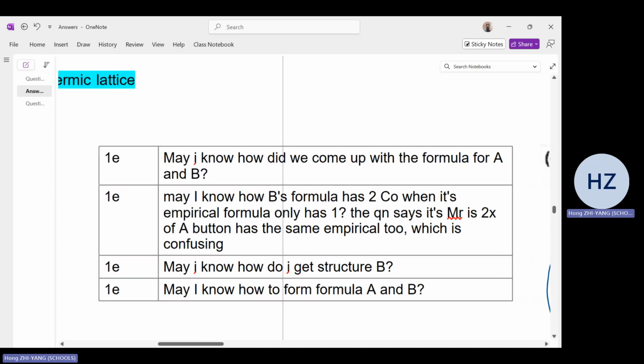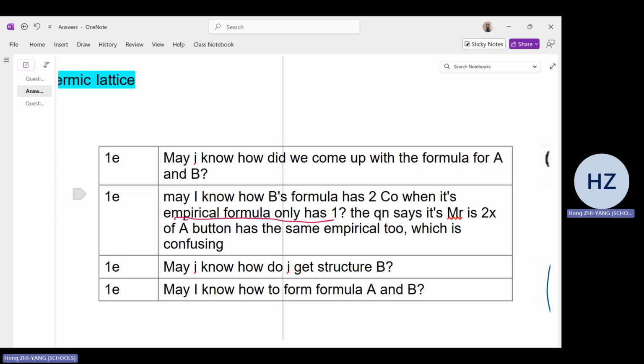And we have a lot of questions about how we come up with the formula for A and B. Now there are people who actually posted that they have struggles with this, but those of you who did not post anything, you are the silent majority. Are you also struggling with this? If yes, let me teach you how to see it. And one of you said, I do not know empirical formula.